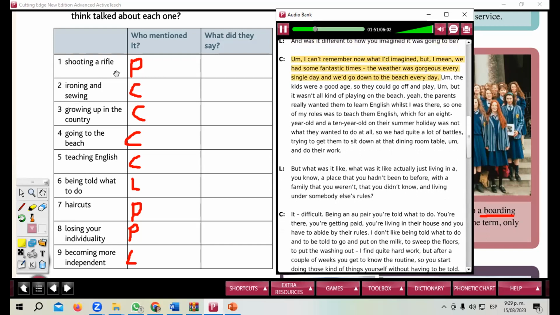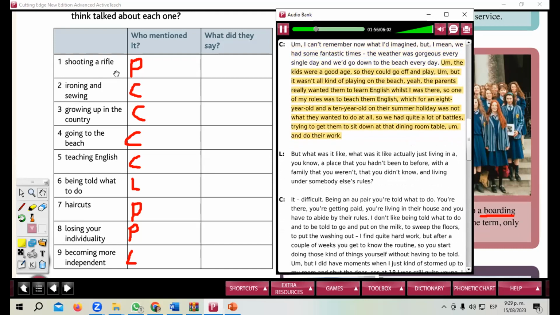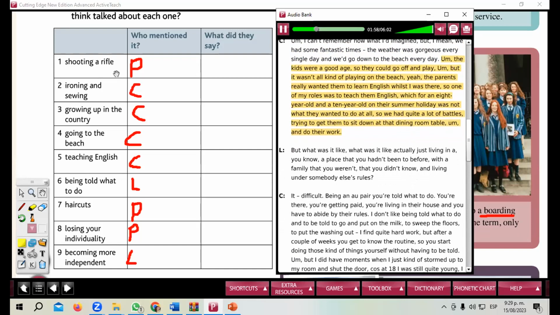The weather was gorgeous every single day, and we'd go down to the beach every day. The kids were a good age, so they could go off and play. But it wasn't all playing on the beach. Sailing. Yeah, the parents really wanted them to learn English whilst I was there, so one of my roles was to teach them English, which for an 8-year-old and a 10-year-old in their summer holiday was not what they wanted to do at all. So we had quite a lot of battles trying to get them to sit down at that dining room table and do their work.